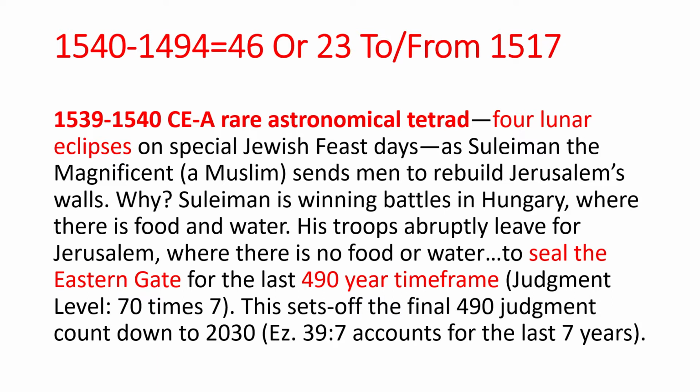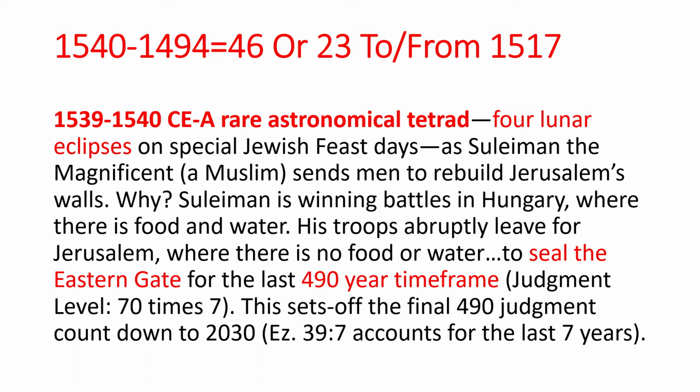Now, let's look at it in terms of 1540 and 1494. Let's look at it and say those are 46 years, but it's 23 to and from 1517. So, in 1539-1540, Common Era, a rare astronomical tetrad of partial eclipses, 4 lunar eclipses on these Jewish feast days. This is Passover Sukkot of 1539-1540. As Suleiman the Magnificent, yes, he's a Muslim, sends men to rebuild Jerusalem's walls.